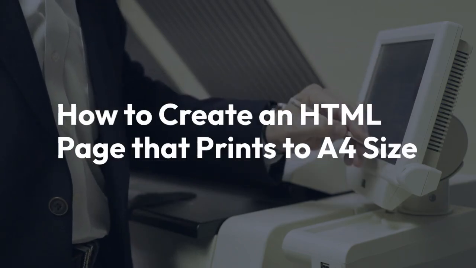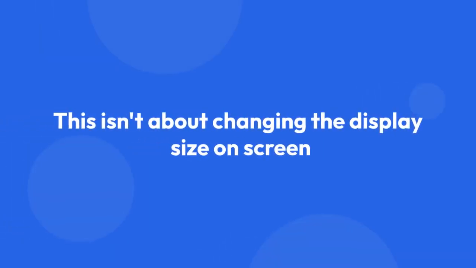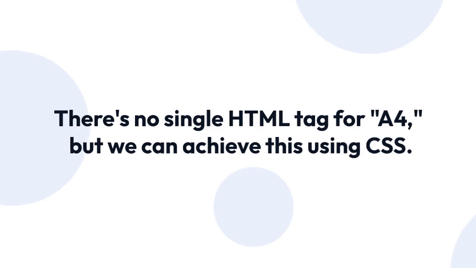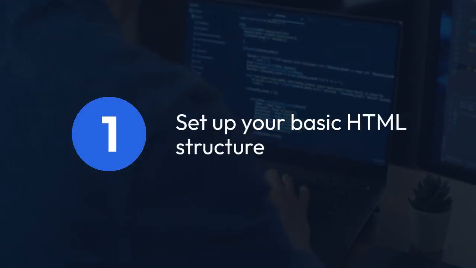We're going to explain how to create an HTML page that prints to A4 size. This isn't about changing the display size on screen, but making sure the content is correctly sized for A4 when printed. There's no single HTML tag for A4, but we can achieve this using CSS. Here's how. 1. Set up your basic HTML structure.